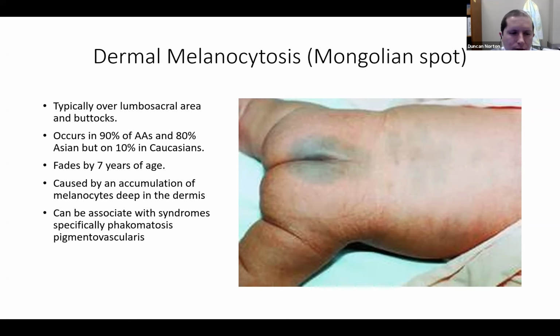But the important thing for a Mongolian spot is you need to document these. You need to document where they are, and about the size, because these can be confused with bruising and can inadvertently get forensic involvement. So once you see these, document them, so that way everybody knows, hey, this has been there. This is not just a bruise.